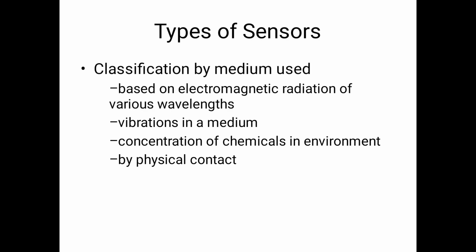And the fourth one, by physical contact. So we are directly touching that particular object or human being to measure a particular property or characteristic. For example, temperature. While sensing temperature, we can directly touch what we call a thermocouple to that particular object.